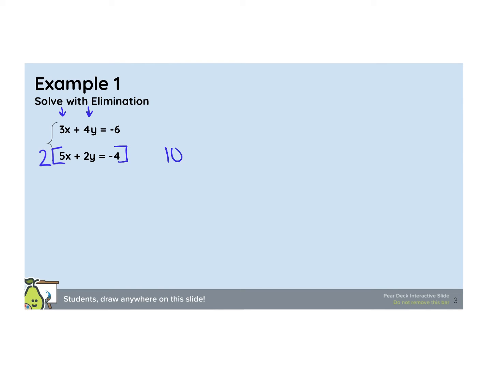So we're going to get 10x plus 4y equals negative 8. And then we'll just rewrite the first equation above it. So 3x plus 4y equals, that should be a positive 6. Yours is positive. My example was messed up. Sorry about that. So now, draw our little fancy bracket.